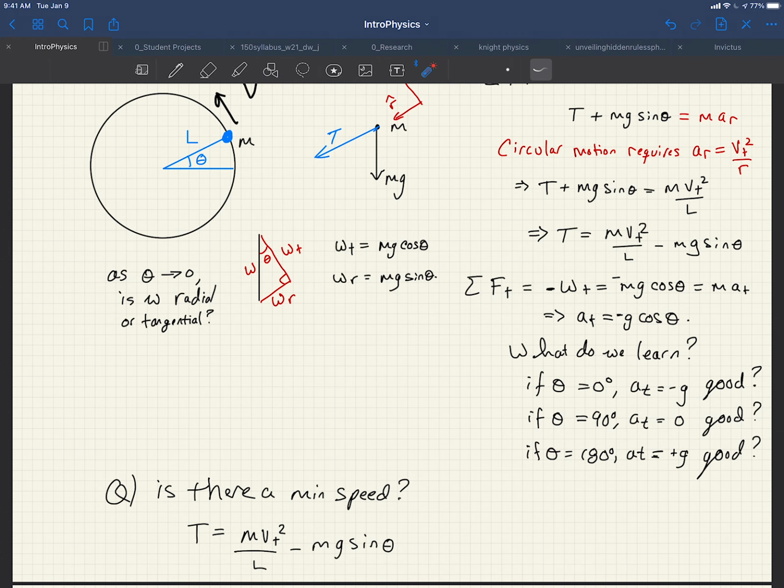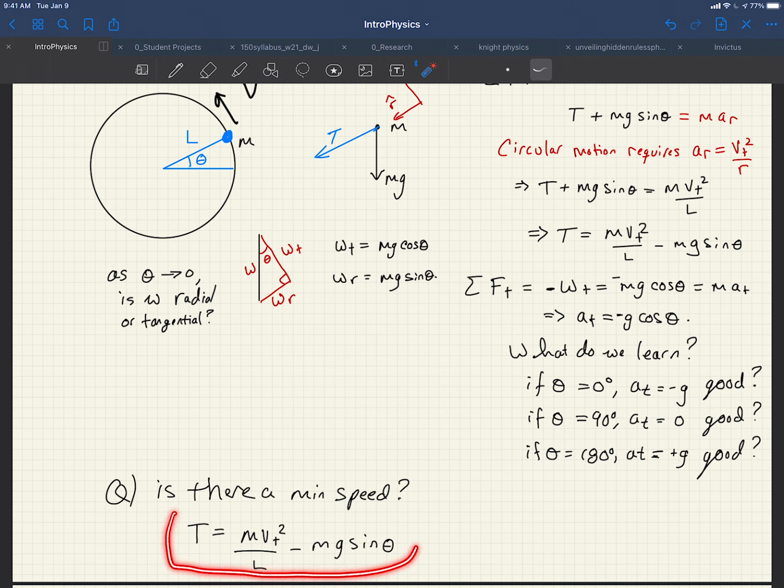You'll see that the answer is yes, there is a minimum speed. At some point, it won't finish the circle. It will just fall. So how do we envision that? Well, remember what we said. If a force becomes negative, it has to be in the opposite direction.